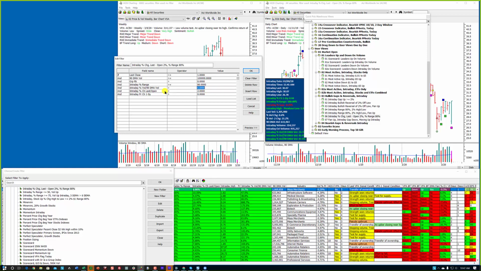The percent volume to the 90-day moving average has to be above 0. So we're looking for demand. Intraday change, the last divided by the open, is greater than 2%. It means if it comes up 2% off the low, it's going to show through here. And then the intraday percentage price change is positive. It's actually a pretty simple filter.